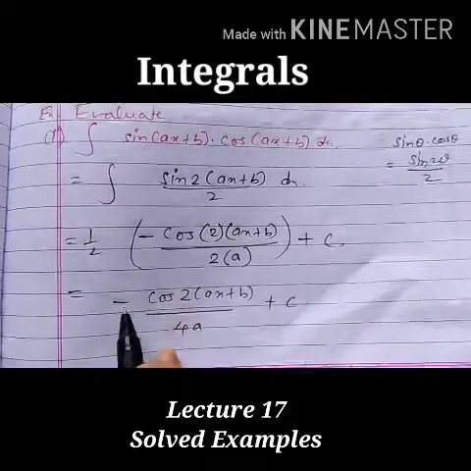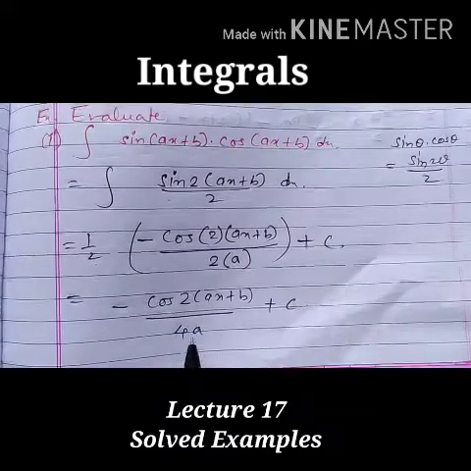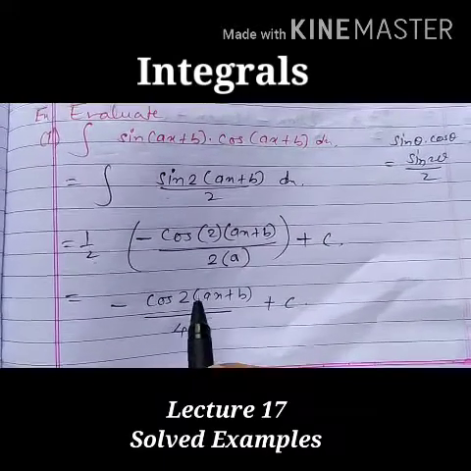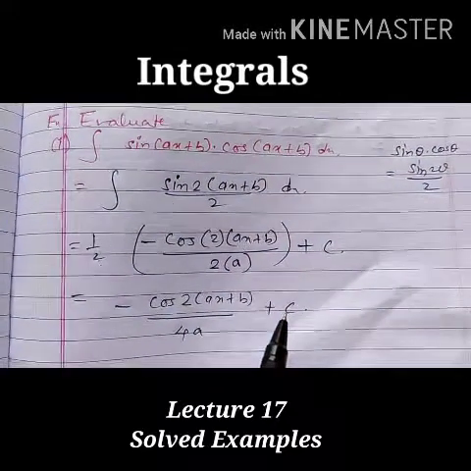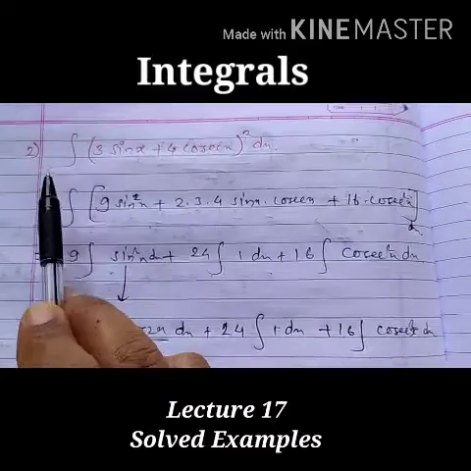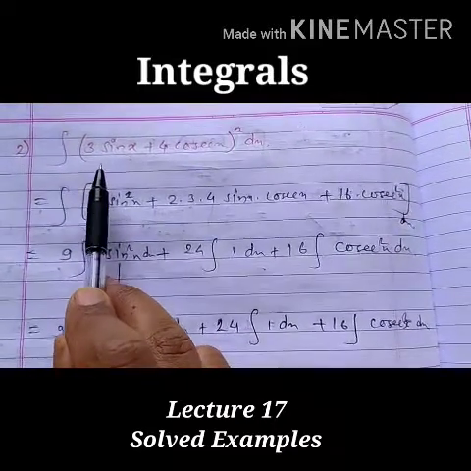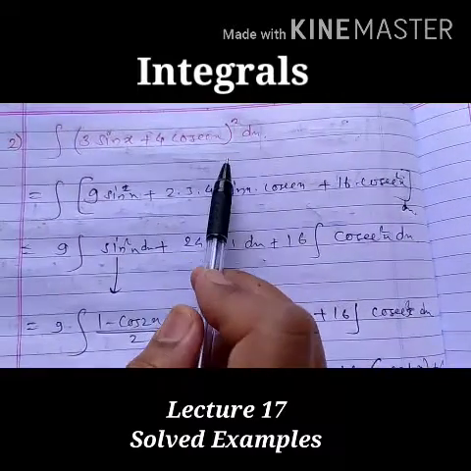So it will be minus of 1 by 2 into 2 will be 4, and a as it is, so minus cos 2 bracket ax plus b upon 4 times a plus constant of integration. Understood? Now the next example, integration of 3 times sin x plus 4 times cosec x bracket square.